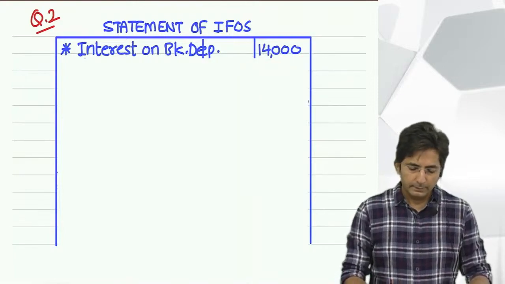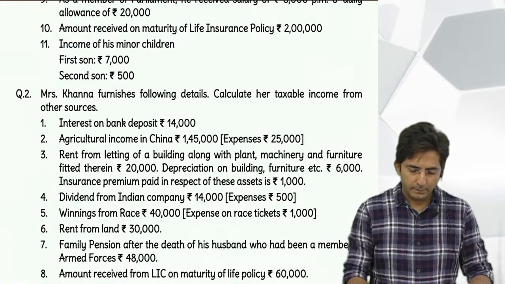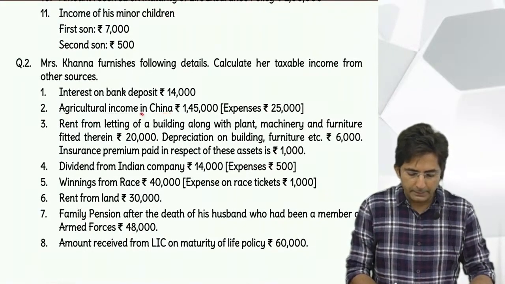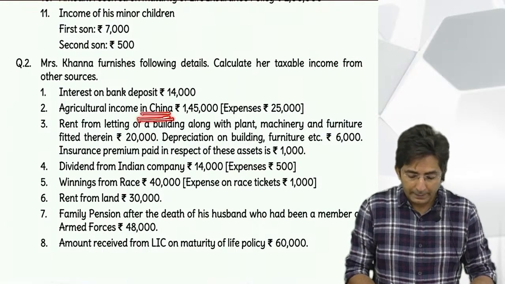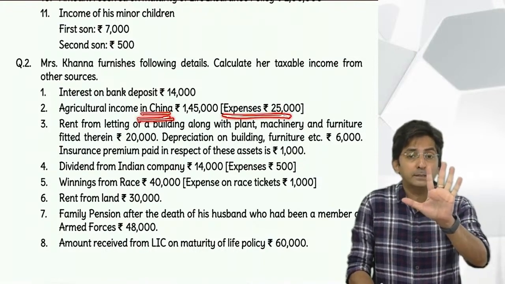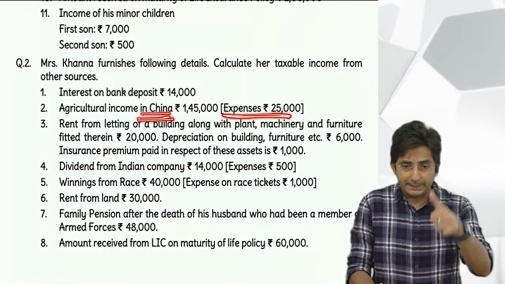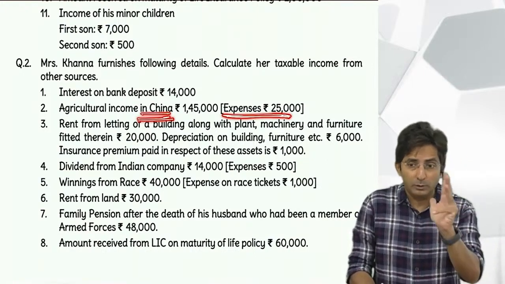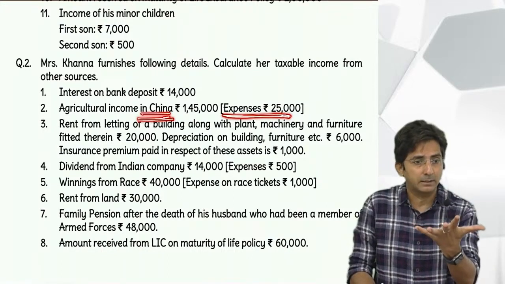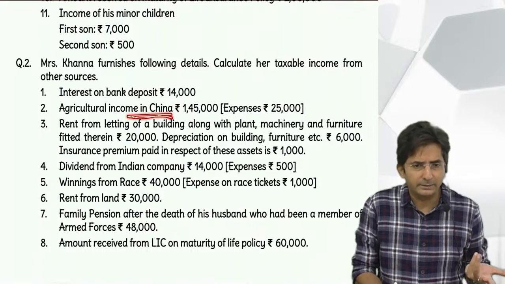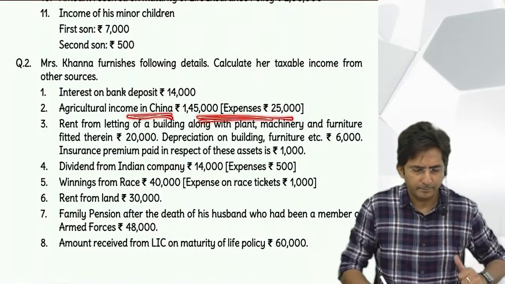Okay. Then try second. Agriculture income in China. Oh, China means India or foreign? Foreign. So it will be taxable. And then expenses are given. So today, what were the 5 points? Taxable income, deduct the expense. Exempt income, ignore the expense. Winnings, ignore the expense. Dividend, deduct only one expense. Family pension, standard deduction. Keep repeating that. So this is a normal taxable income, deduct the expense.